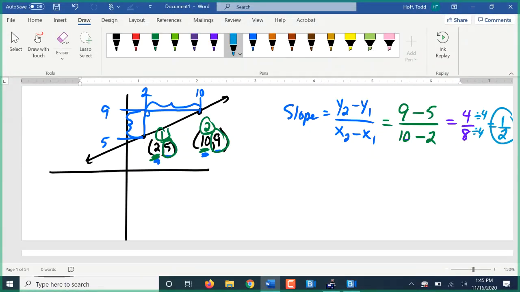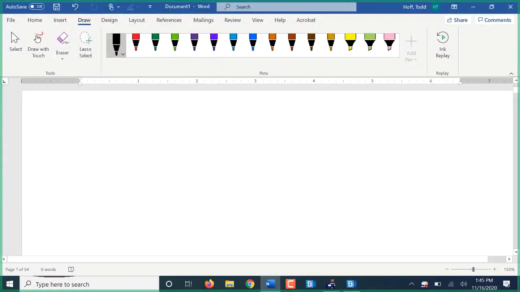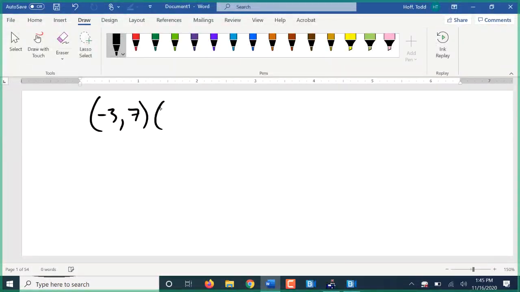So we can take points off the graph, find their grid points or coordinates, and put them into that slope formula. Or we could just be given the points and not be given the graph. We might be just given the points (-3, 7) and (6, -5). If I want to find that slope, I label them points 1 and 2.